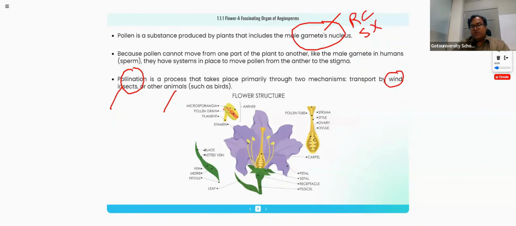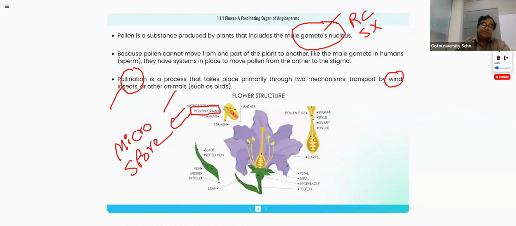So in each and every slide, your mind should work in multiple dimensions. For example, if you're talking about this microsporangium, it is going to make what? Pollen grain. What do you mean by pollen grain? What is the other name of the pollen grain? We say the pollen grain as the microspore. So in the CBSE exam, they won't use the word pollen grain every time. Sometimes they'll say microspore, sometimes pollen grain, sometimes pollen.